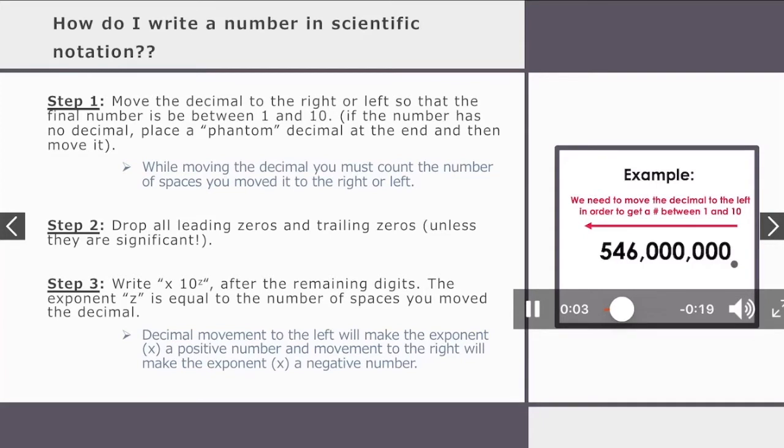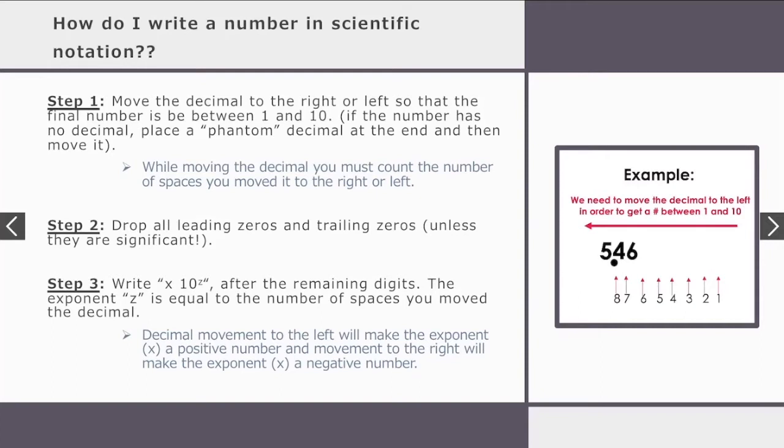So here we go, we've put our phantom decimal in there, and now we're moving our decimal to the left to get it to be a number between 1 and 10, and we ended up having to move it 8 spaces. So now we dropped our trailing zeros because they were not significant, and then we added times 10 to the 8th. And remember, that 8 right here comes from the number of spaces we had to move that decimal.